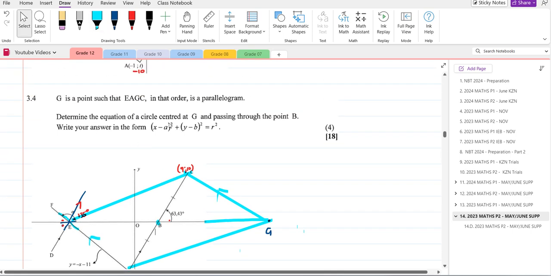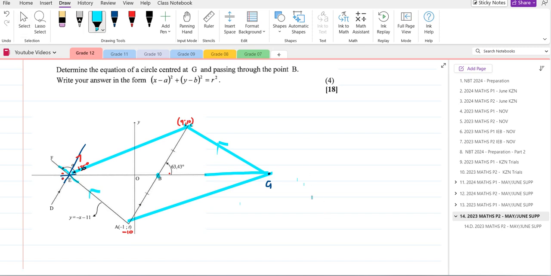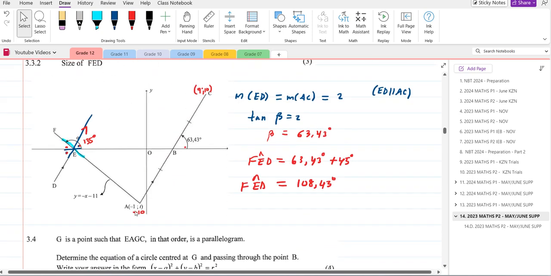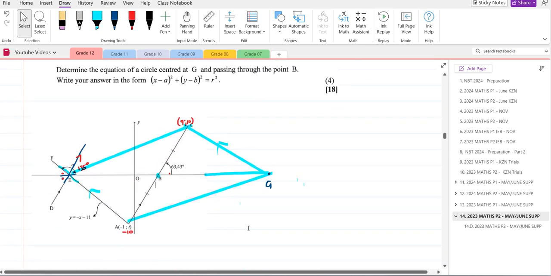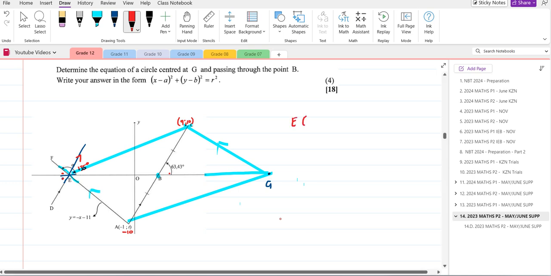Determine the equation of the circle centered at G and passing through the point B. Circle center is G. Now remember, what were the coordinates of E? Did we find the coordinates of E? No, we didn't. But we can find the coordinates of E and then we can get the coordinates of G. So the coordinates of E, making y zero, is minus 11 and 0.